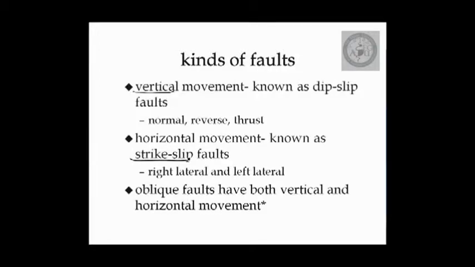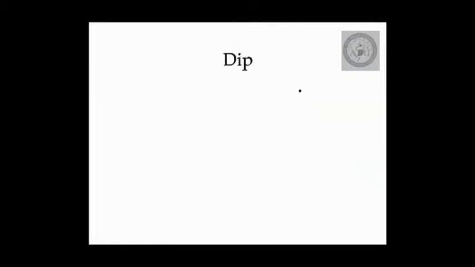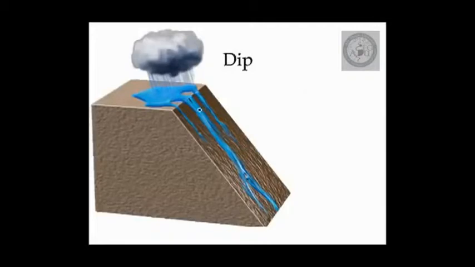The strike, as you'll remember, is a compass direction along this line, the line that a horizontal plane makes with a tilted plane. Now that plane could be a rock layer, or the plane could be the fault. The dip, on the other hand, is the direction in which material would drip down the side of the plane.